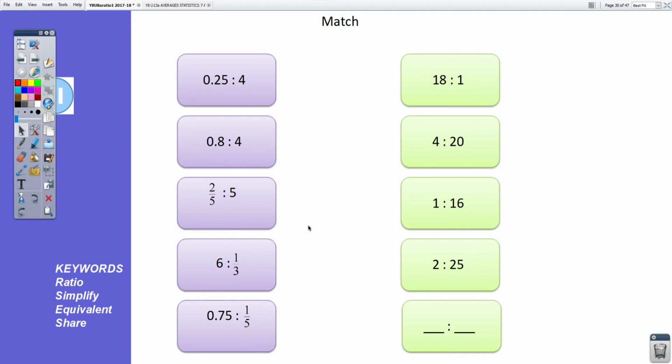Right, so I need you to match these. Which ratios on the left are equivalent to the ratios on the right? And when you find the one that doesn't match, you've got to write down the correct ratio that suits it over here on the right. So, teacher, if you can pause the video, this might take a little while, and then unpause the video and press play when you're ready to continue.